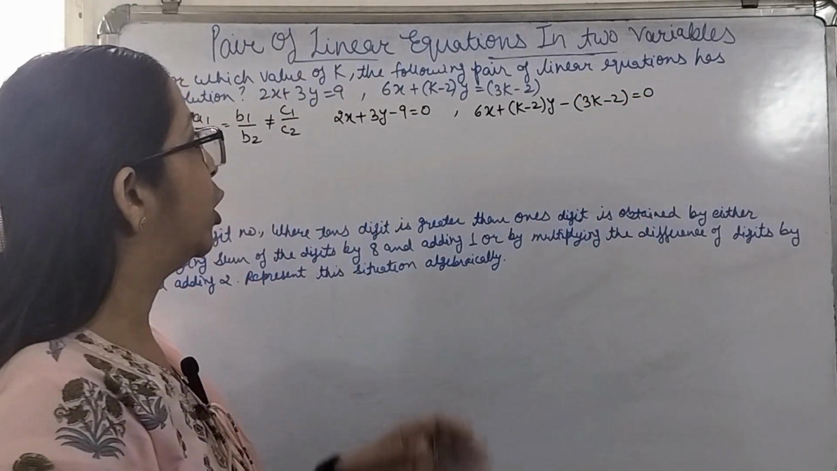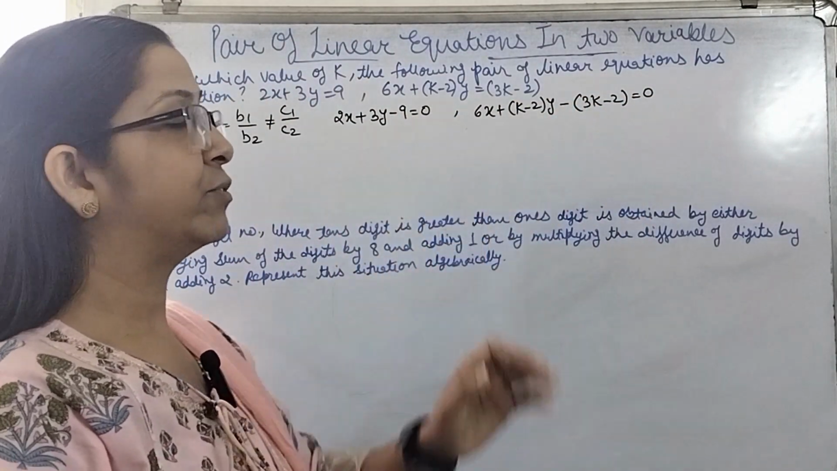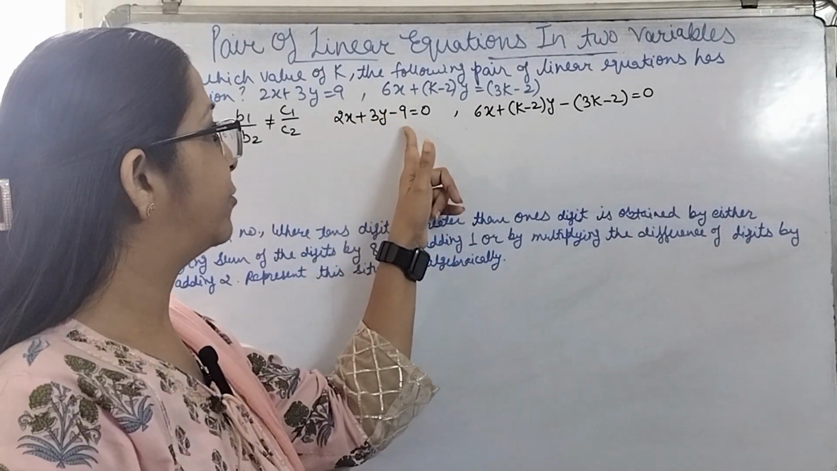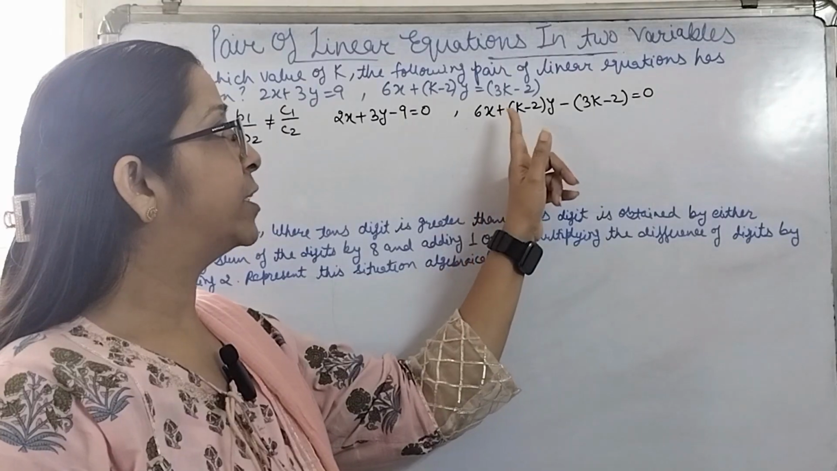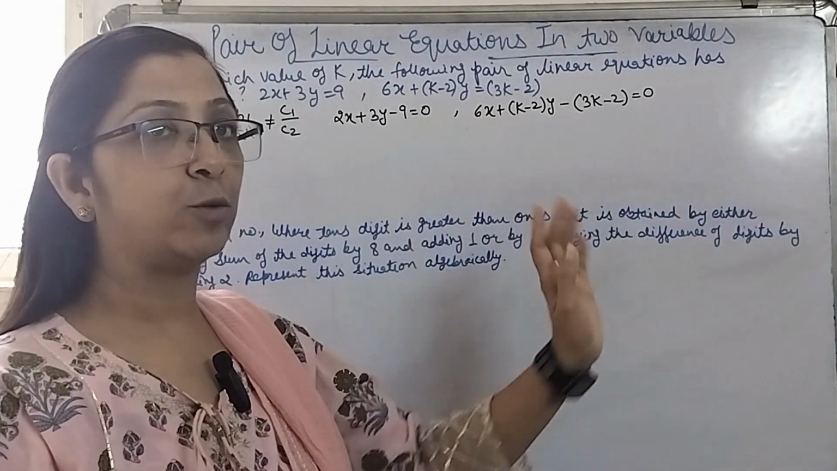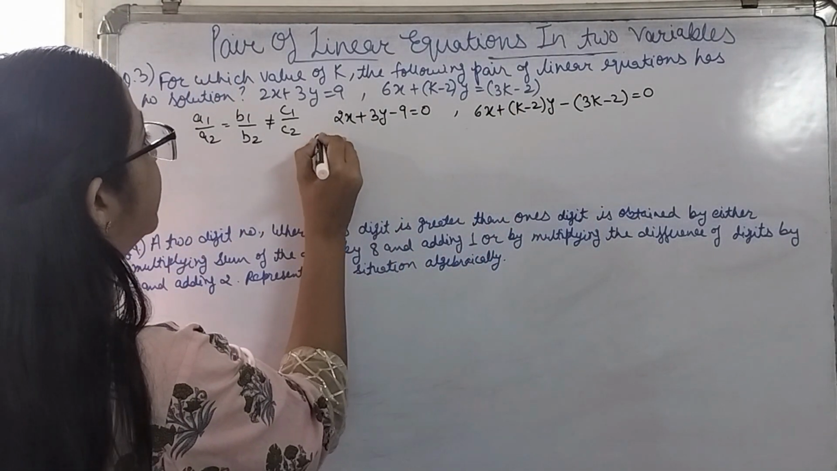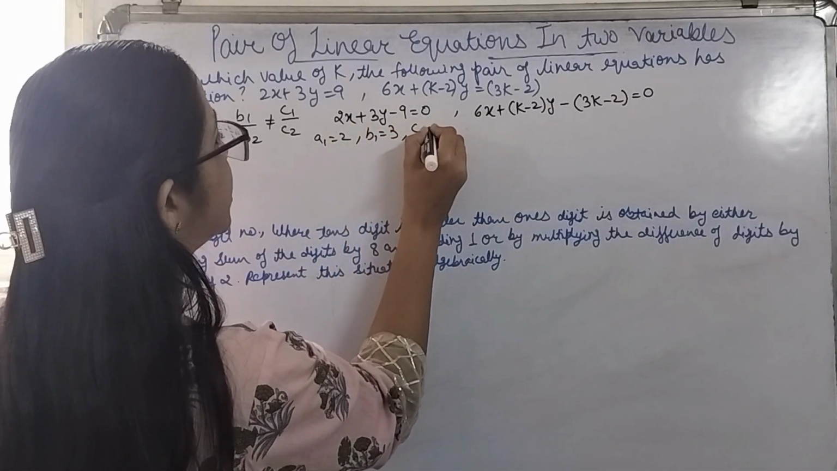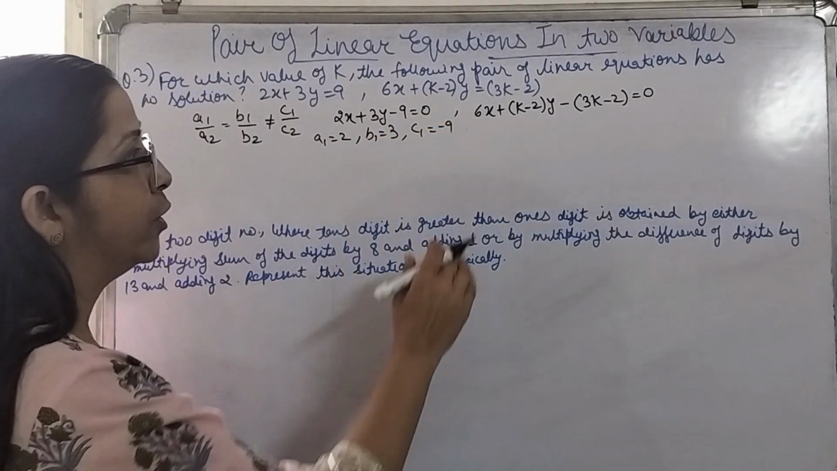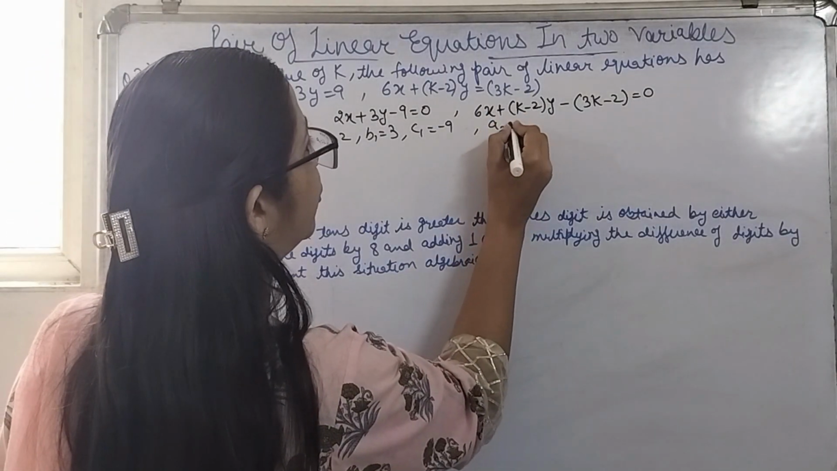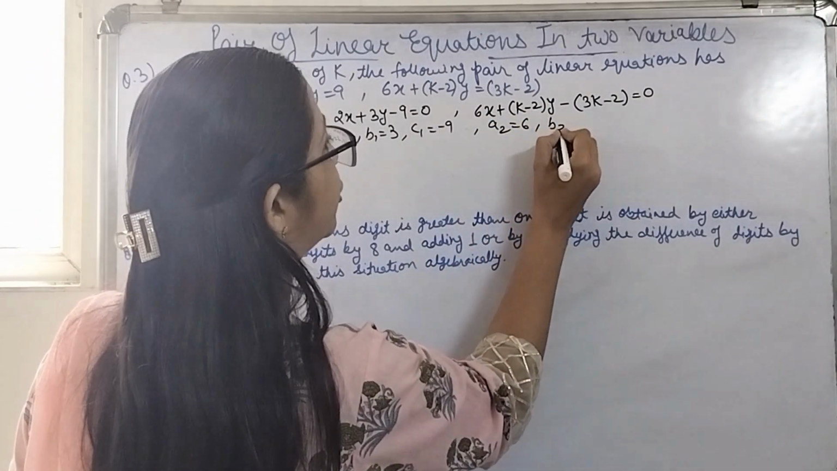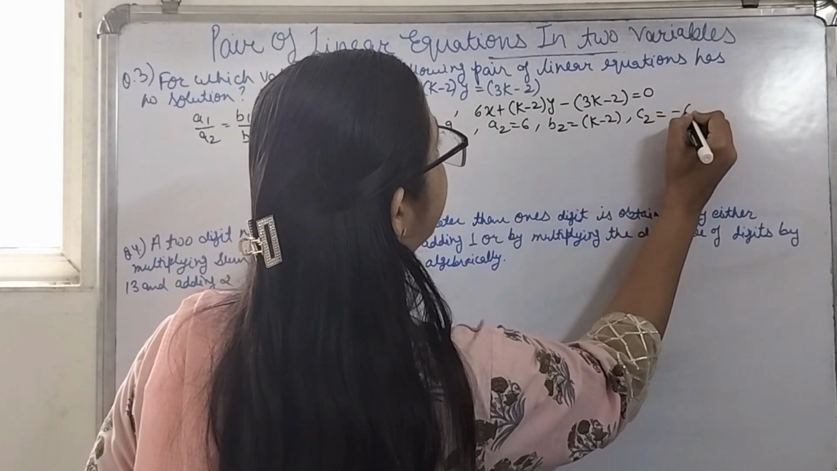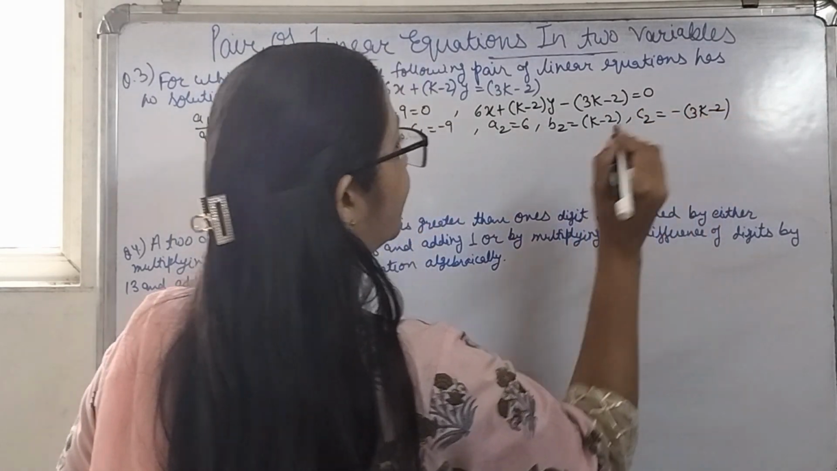= 0. Now we compare these two equations with the standard form a1x + b1y + c1 = 0, a2x + b2y + c2 = 0. So the value of a1 will be 2, b1 will be 3, c1 will be -9. The value of a2 will be 6, b2 will be k - 2 and c2 will be -(3k - 2).